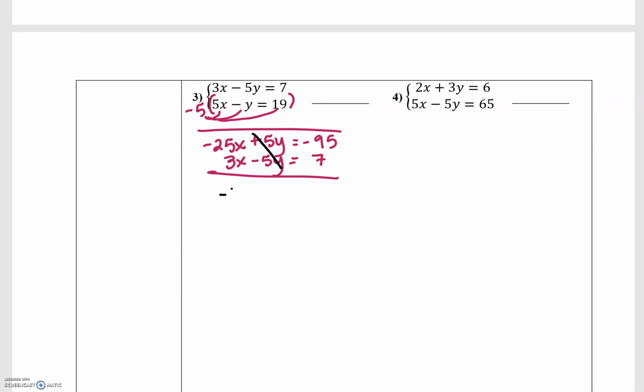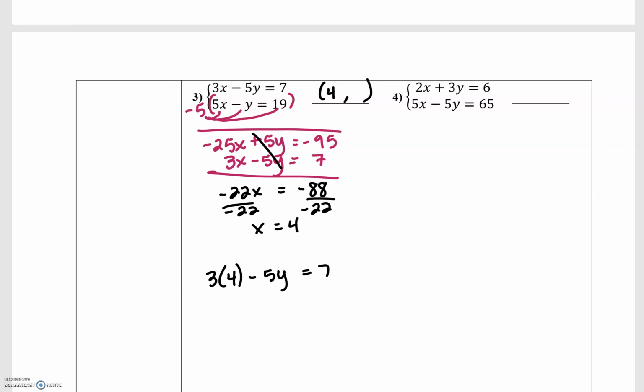Now I add my x's, negative 22x, add my numbers there. That's negative 88. Divide, and here is x at 4. So plugging 4 back in, I'm going to get 3 times 4 minus 5y equals 7. So that's 12. And then I'm going to subtract 12. Lots of solving here. And then we're going to divide by negative 5, which is going to give me 1.